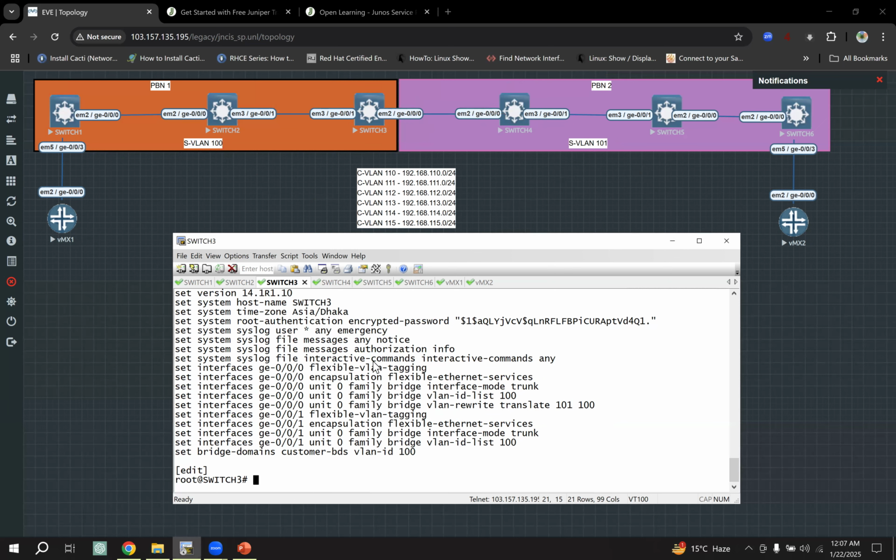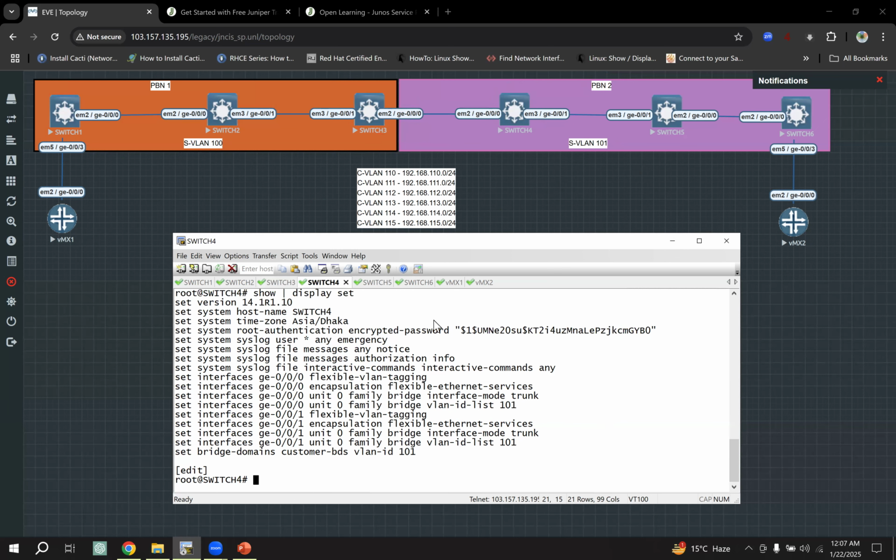So this is very straightforward. Switch 4 is the same thing. It is receiving VLAN ID, and they are sending VLAN ID 100 as the inner VLAN, but you have to translate it to 101. So how to do this?